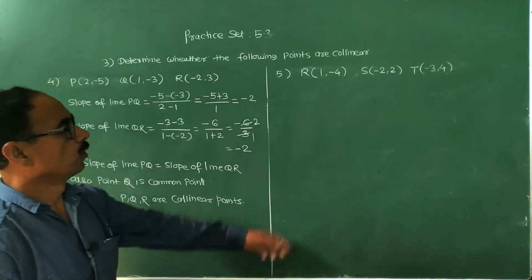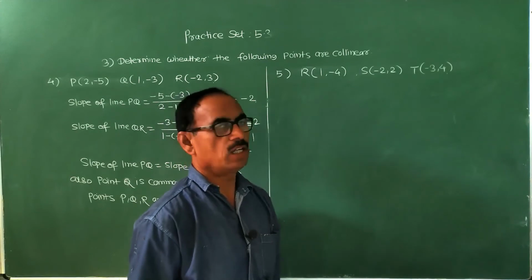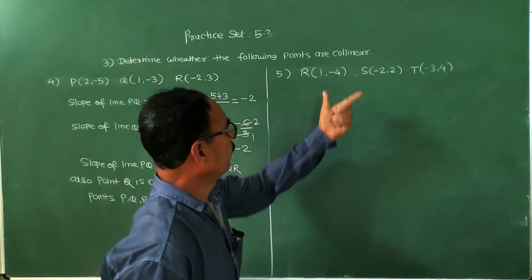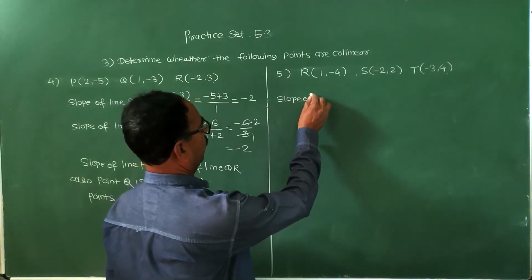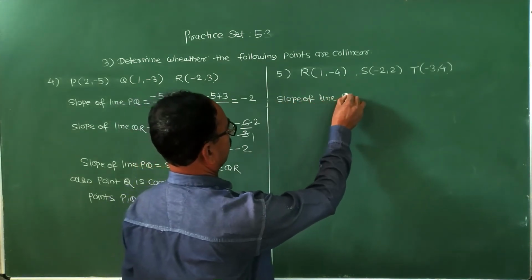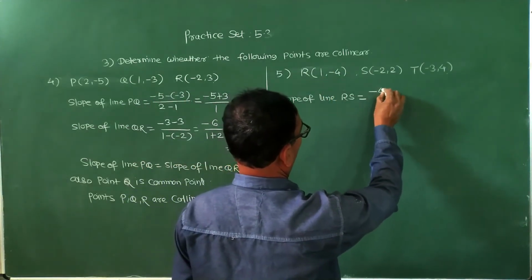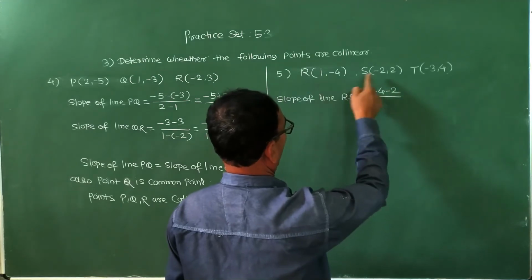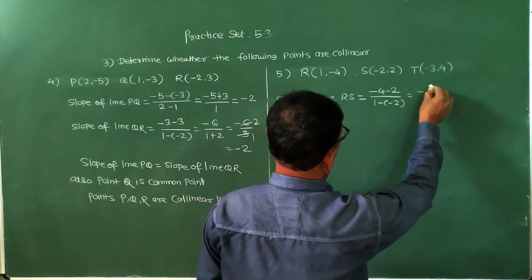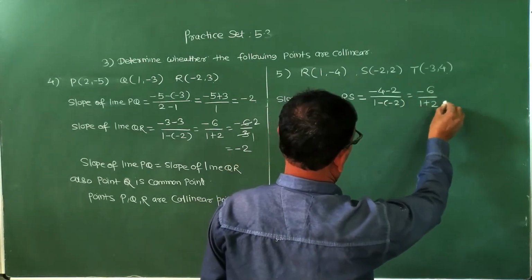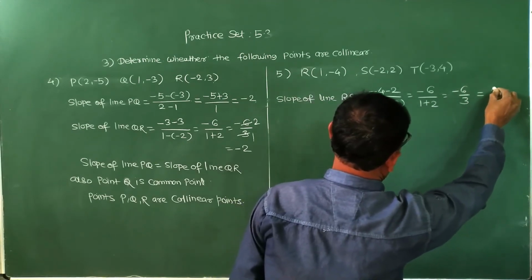Next we have points R 1 minus 4, S minus 2 2 and T minus 3 4. Now find the slope of RS. Slope of line RS, which will be minus 4 minus 2 upon 1 minus minus 2. This will be minus 6 upon 1 plus 2, minus 6 upon 3. This will be minus 2.